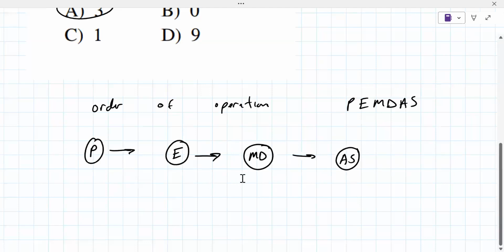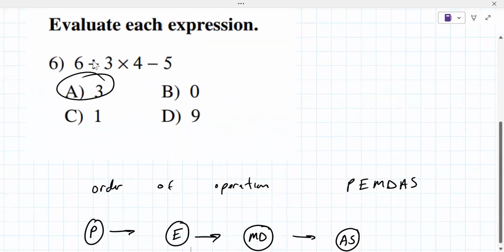Parentheses, then exponents, then multiplication, division, then addition and subtraction. Now, when you have multiplication and division like we had here, you do it left to right. So even if division comes before multiplication, you do whichever one comes first. Same with addition and subtraction, you do it left to right. Does that make sense? Yes.